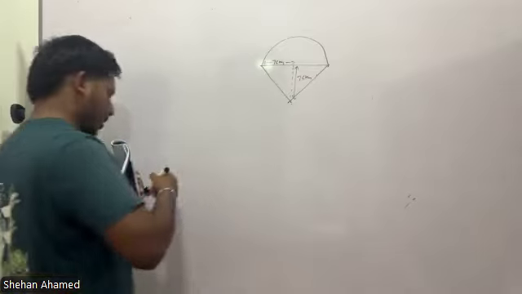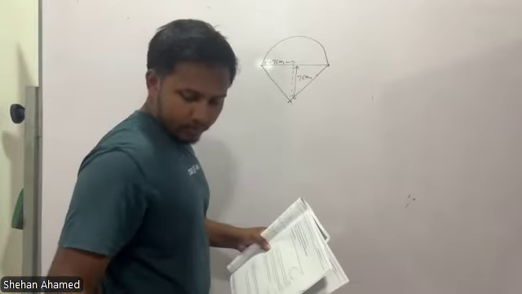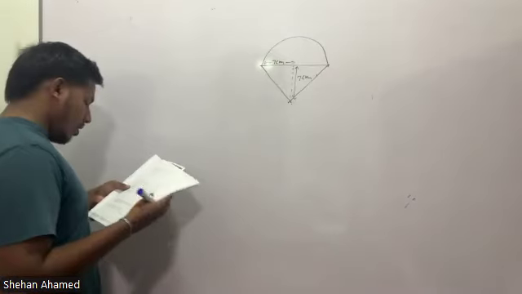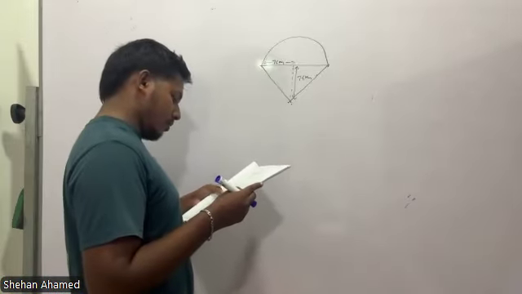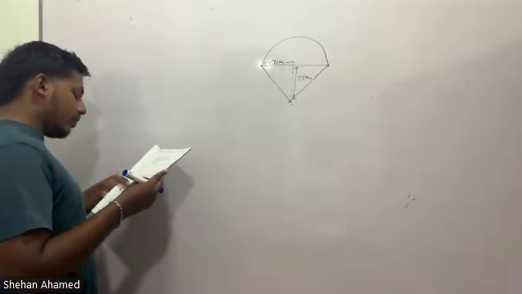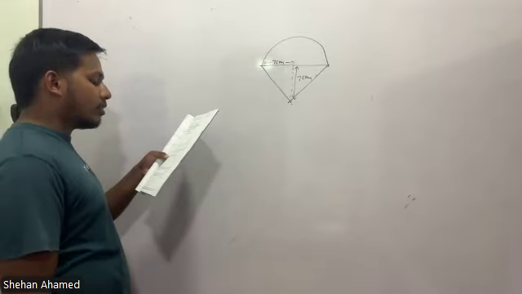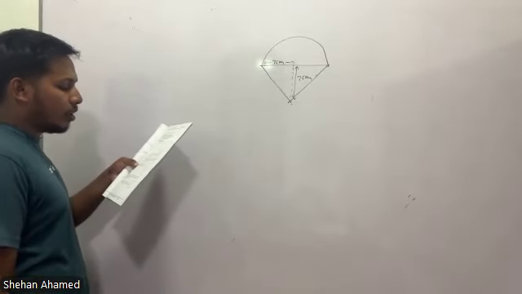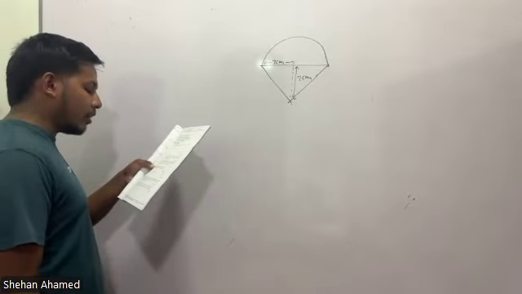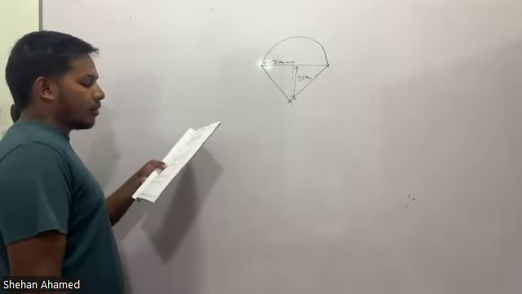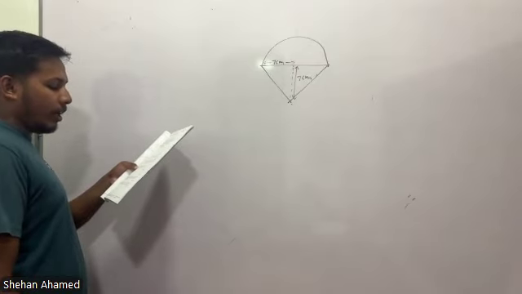Right. This is the figure. Now, in question number 4, they're asking: a composite figure consisting of a semicircle of radius 7 centimeters and a triangle is shown here. Find the area of the entire figure.